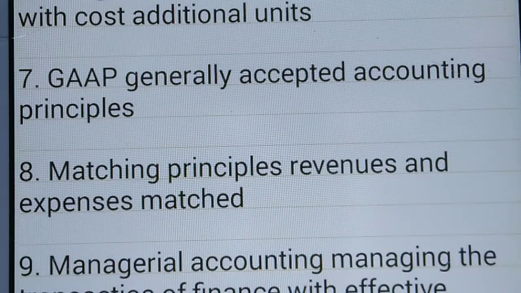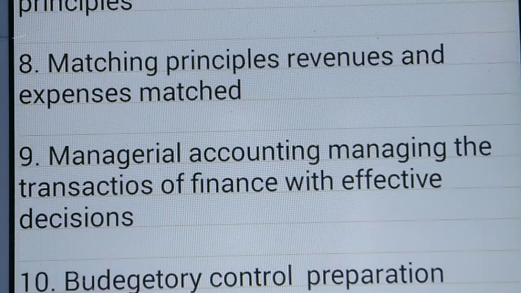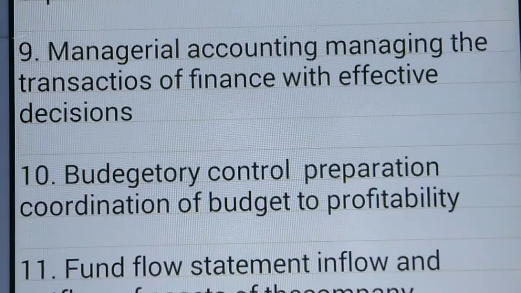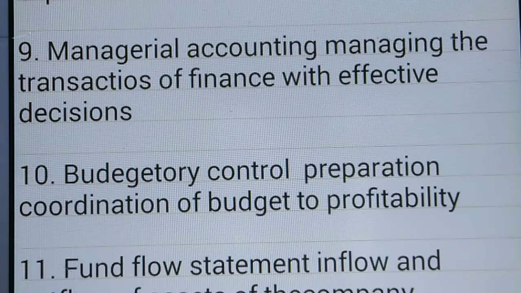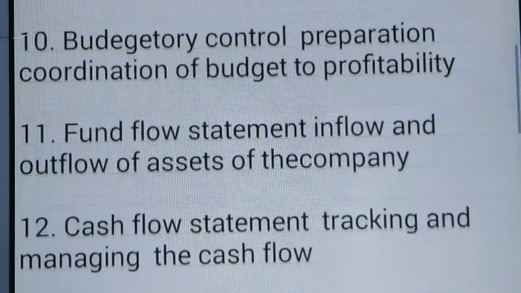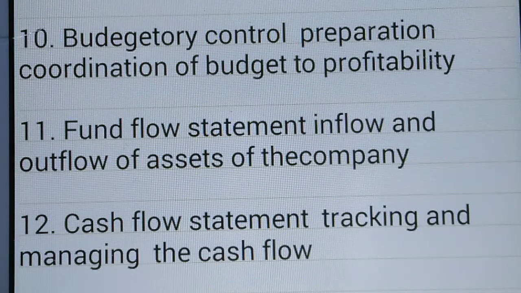GAAP, generally accepted accounting principles. Matching principle, that is, revenues and expenses are always matched. Managerial accounting, that is managing the transactions of business finance with effective decision making. It is also called management accounting. Budgetary control, preparation and coordination of budget to profitability.